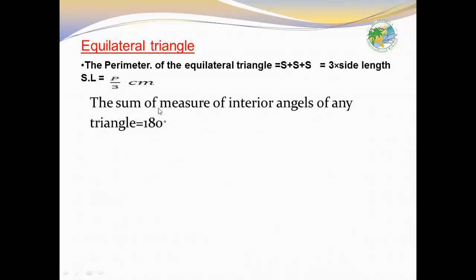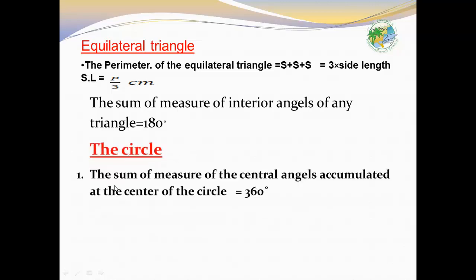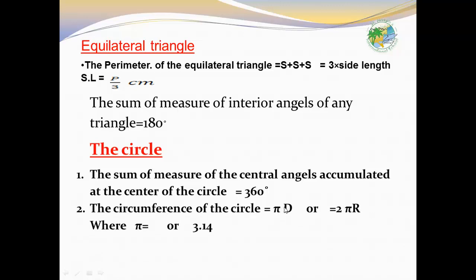The sum of the measures of the interior angles of any triangle equals 180. Okay, the circle, the next lesson, the circle. The sum of the measures of the central angles accumulated at the center of a circle equals 360. The circumference of the circle equals pi times diameter, or 2 times pi times r, where pi equals 3.14. Remember.